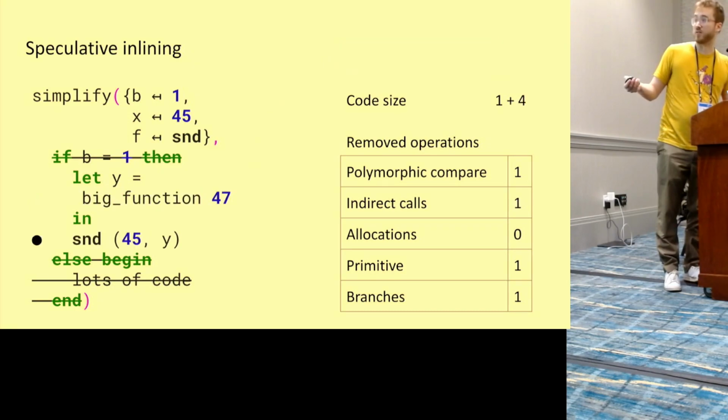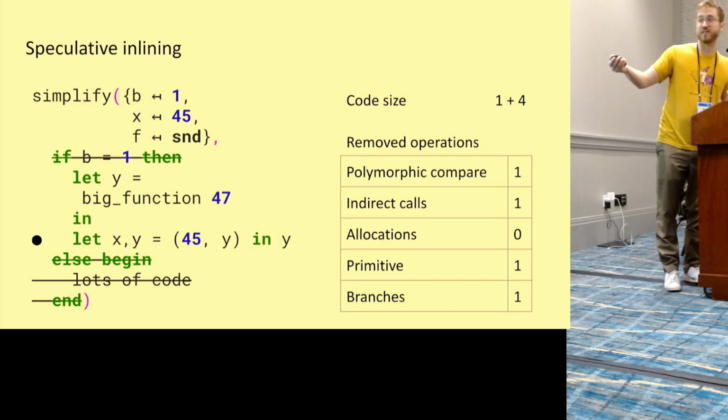And we can go on and then optimize the indirect call to f, which makes us one less indirect call, maybe inline a second, and then see that we can remove one allocation. And so in the end, we are just left with a call to big function with argument 47, which has a code size of 5 and removed one operation of each category.